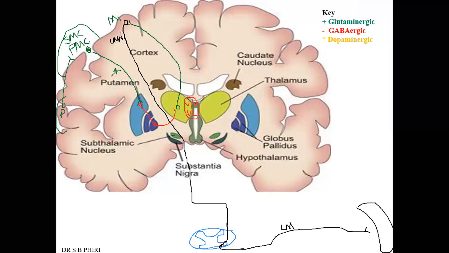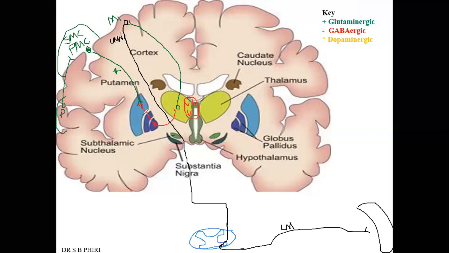So this is the direct pathway. So we are saying, starting from the supplementary motor cortex, the premotor cortex, where you have ideas of initiating a particular movement or a complex movement, it's sending an input to the basal ganglia via the striatum, the corpus striatum. So it could be via the caudate nucleus or the putamen.